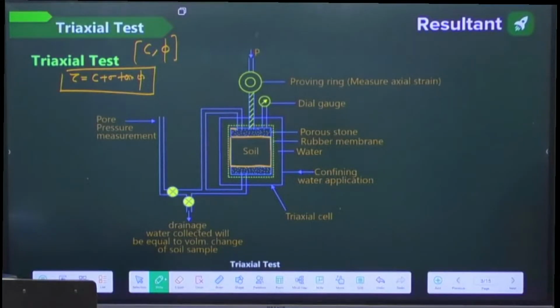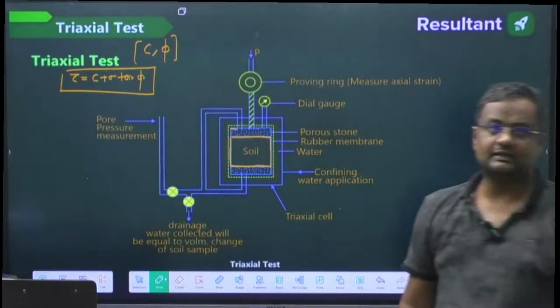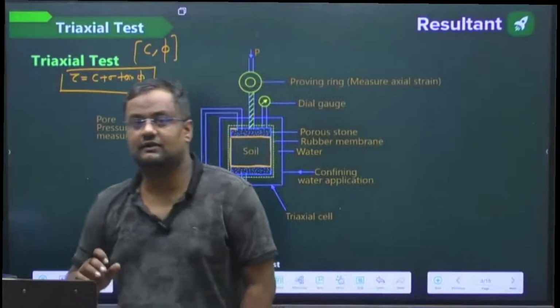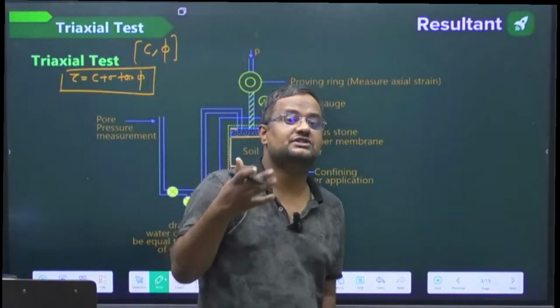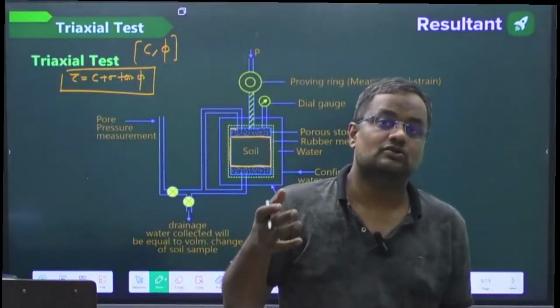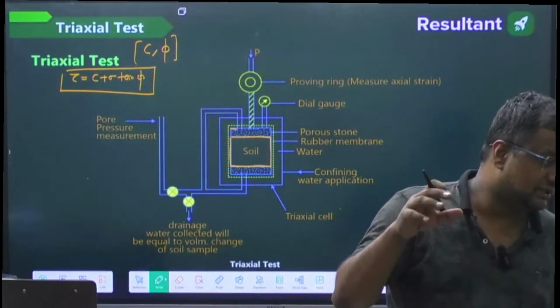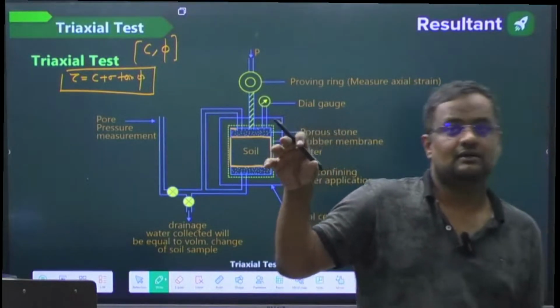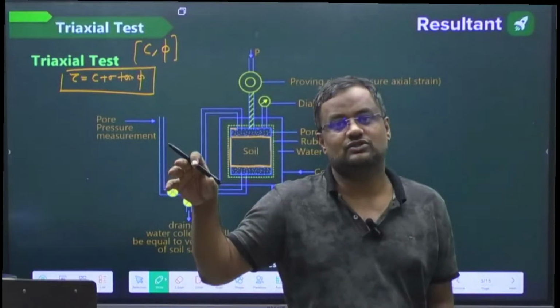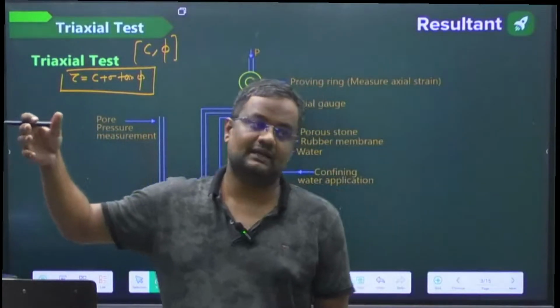Whatever the conditions are in the field, the same types of conditions we will apply in the lab, so we can get the C and phi. Whatever the C and phi actually are in the field, we will get the same.